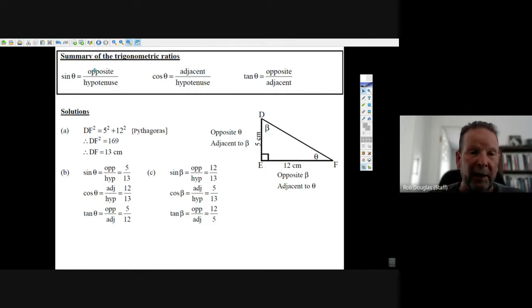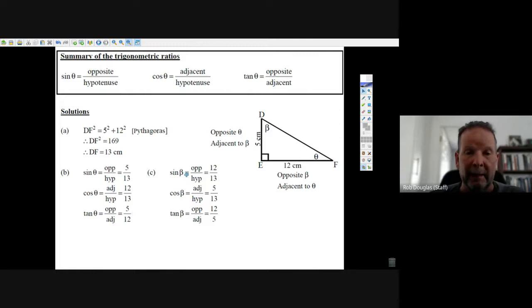The sine of the angle is, let's go to theta. 5 is opposite to theta, so it's 5 over, and now we know 13. The cosine of theta is 12 over 13. It's adjacent to theta, 12 over 13. And the tangent of theta is opposite 5 over 12, which is adjacent to theta. So there's all of theta's trigonometric ratios.